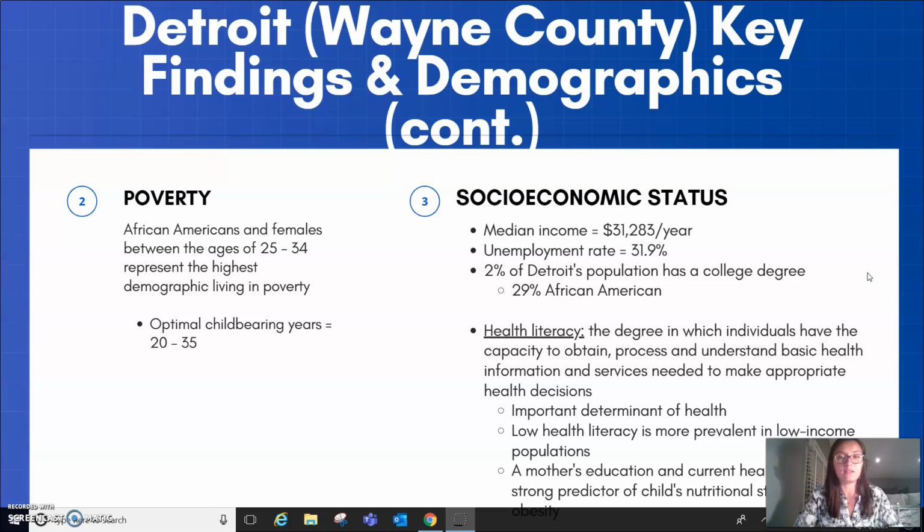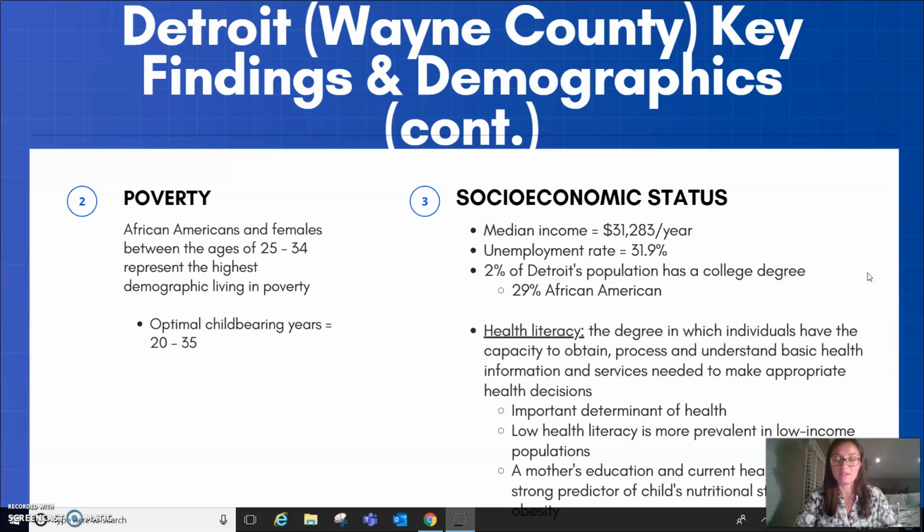Socioeconomic status takes into account education, income, and occupation. Therefore, the median income of individuals living in Detroit is just over $31,000 a year. There's an unemployment rate of 31.9%. And only 2% of Detroit's population has a college degree, and 29% of that 2% is of African American descent, which again represents the highest demographic living in poverty.